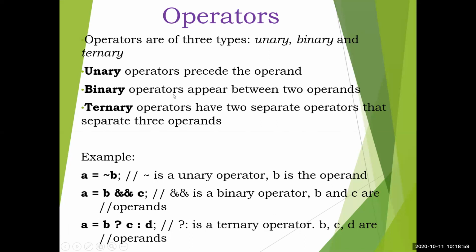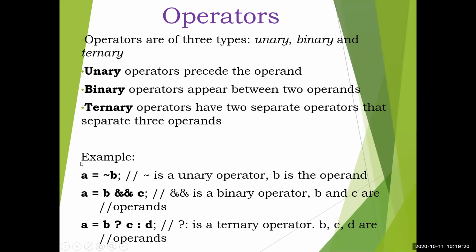Then binary: most of the operators appear between two operands, A plus B, A minus B. There are two operands, and in between the operator comes, so that is binary. Ternary means three operands: two separate operators that separate three operands.